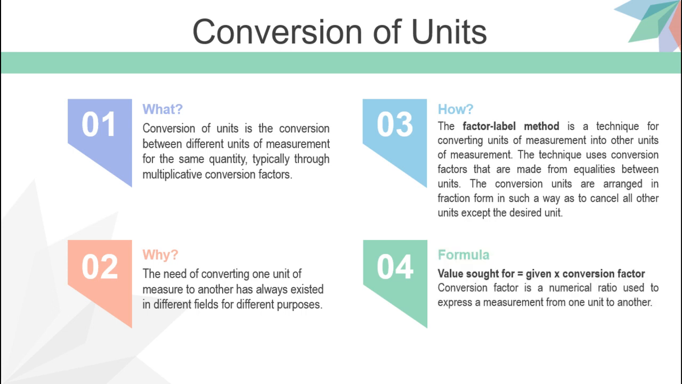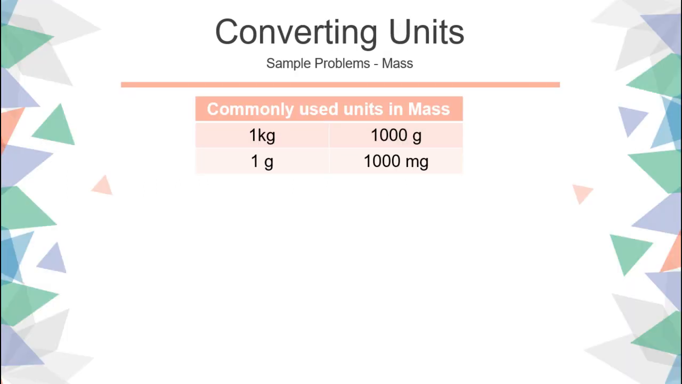And what is the formula? Our formula is basically: value sought for, what you are looking for, the desired unit of measure you want to convert to, is equal to what is given, what you need or want to convert, times the conversion factor. A conversion factor is a numerical ratio used to express a measurement from one unit to another. So we'll start with converting units using sample problems in mass.